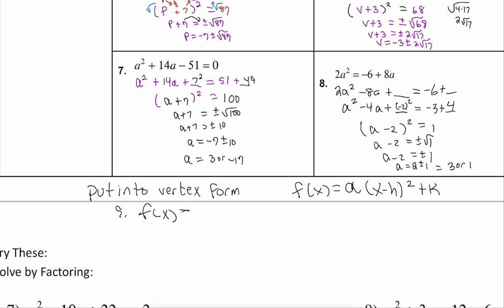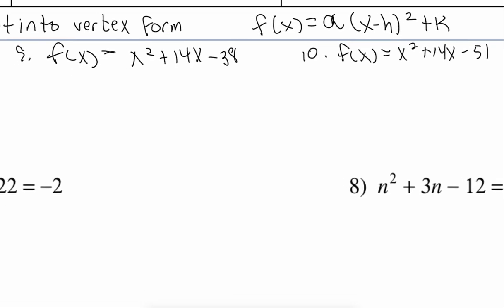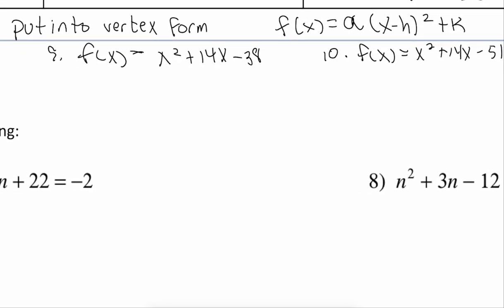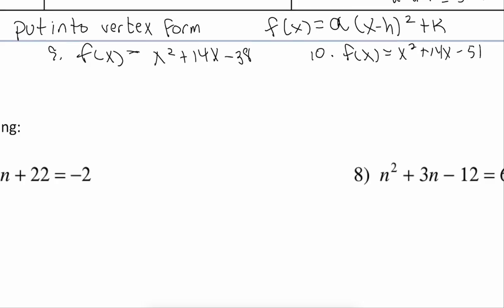F of x equals x squared plus 14x minus 38. And f of x equals x squared plus 14x minus 51. Okay. So we're going to do 2 problems that says to put into Vertex form 9 and 10. And then I have Vertex form showing right here, so we have it as a reference, okay?